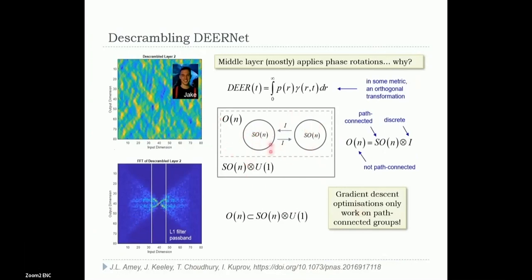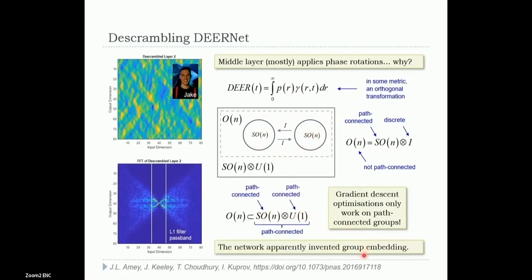has two disconnected submanifolds. And after the dust has settled on that analysis, it turned out that the network has jumped into a supergroup where that's a phase rotation group, which is actually path connected, in order to then be able to jump from one of the images to the other here. So, I would not go into details here, but it would seem like it has invented group embedding.